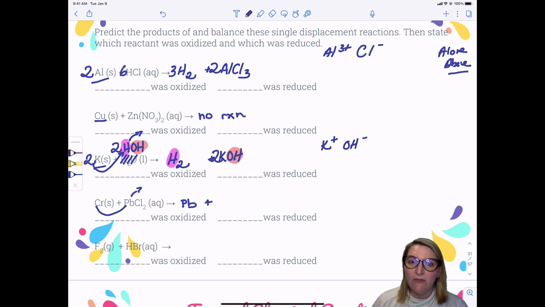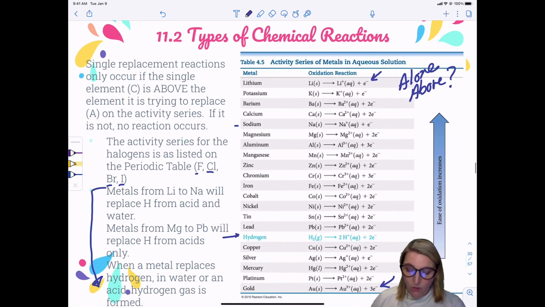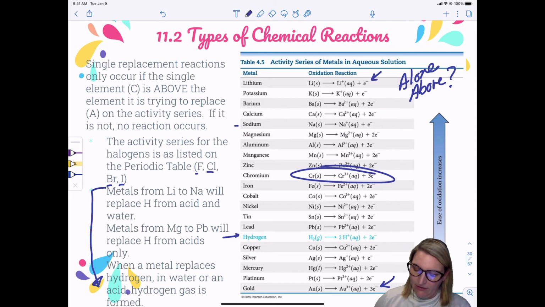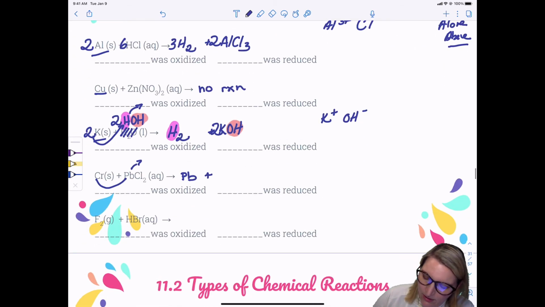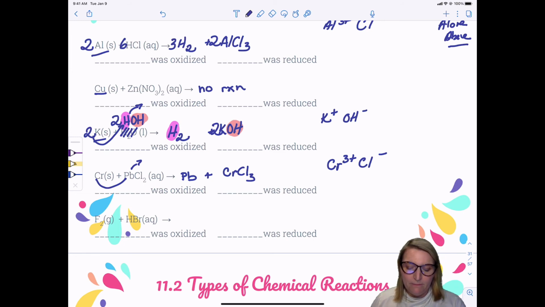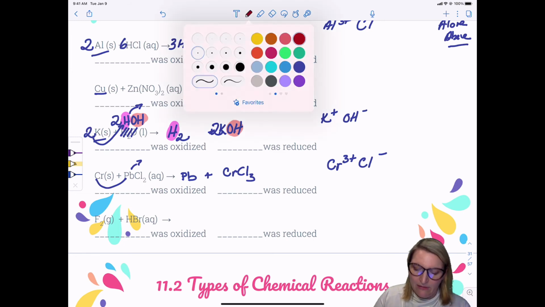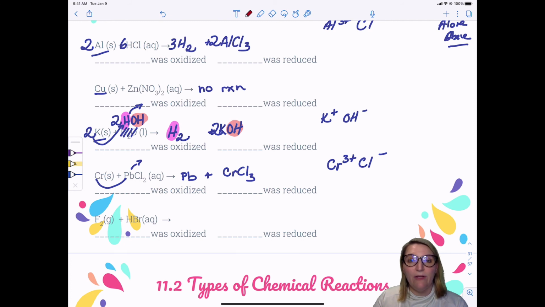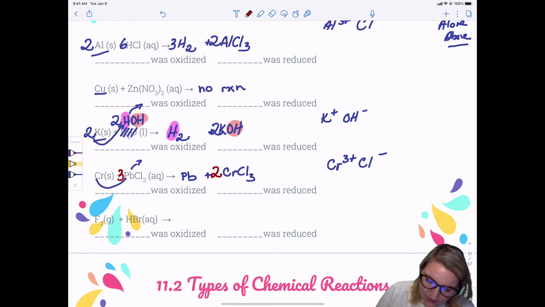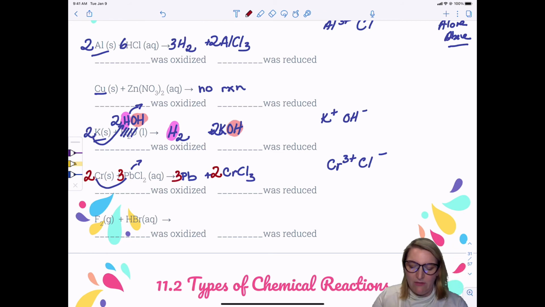But chromium is a transition metal. It will form multiple different ions. So how do you know which one it will form? You just go back and look. It tells you which one it will form right on the activity series. Okay, so then it will be chromium 3+ and chloride 1-, or CrCl3. And then you have to go back and balance them. This is, again, chlorine is 2 on one side, 3 on the other. So make them both 6 and then balance out the metals that way.